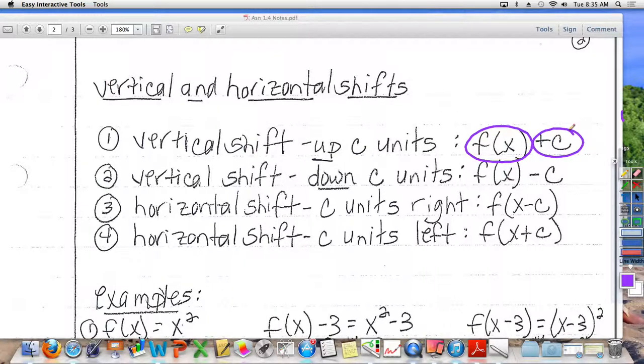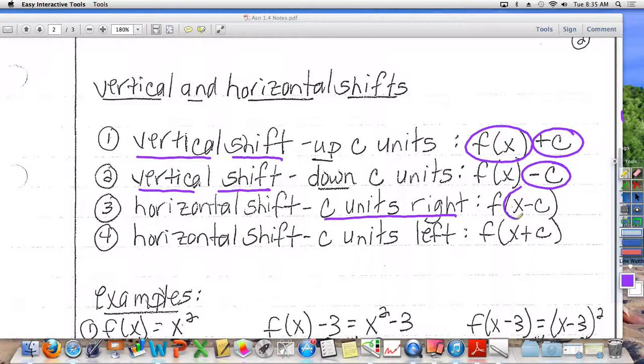If you're going to move it down, a vertical shift, you're going to, of course, subtract c at the end. You take the value of the function, you subtract c from it. A horizontal shift. All right, this is a little bit trickier. If you are going to move it horizontally c units to the right, you would think that you would add on the c. But when it's in a horizontal shift, you always do exactly the opposite of what it says. So if you need to move it c units to the right, you take the value of x and you subtract c from it.